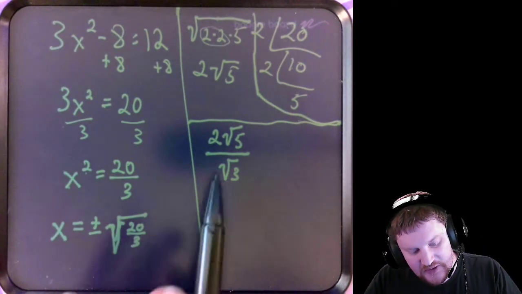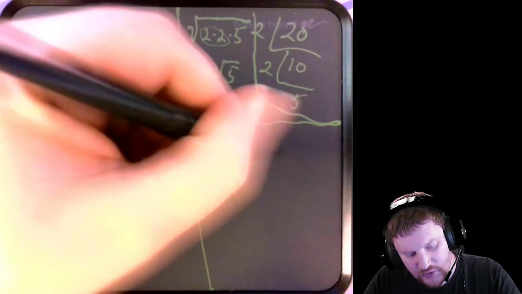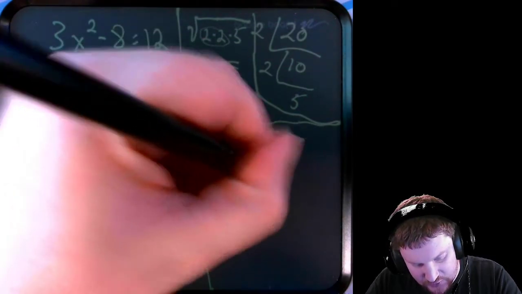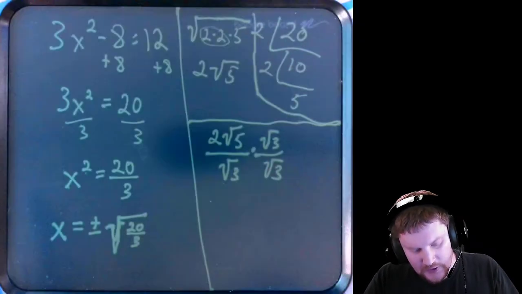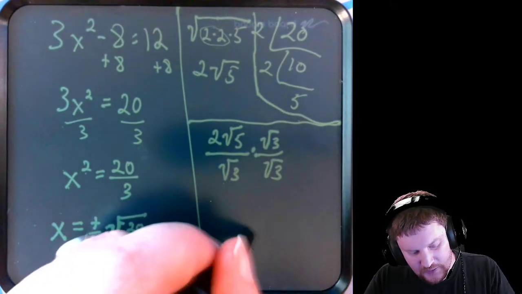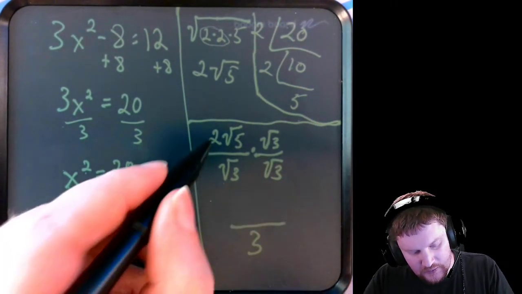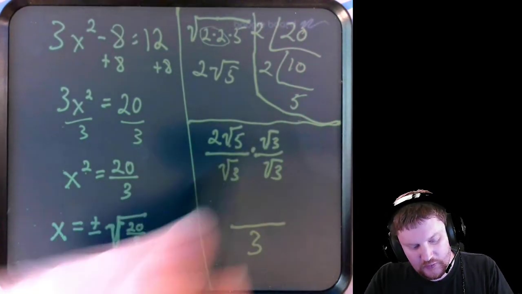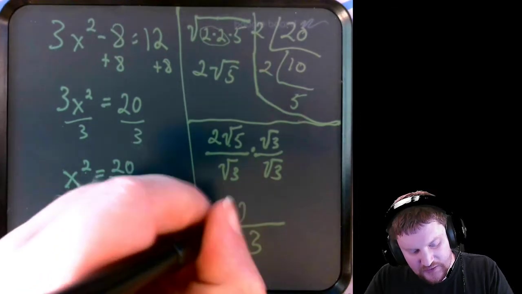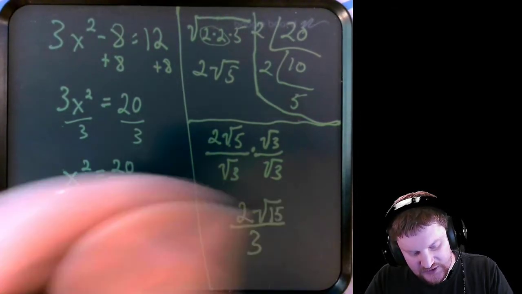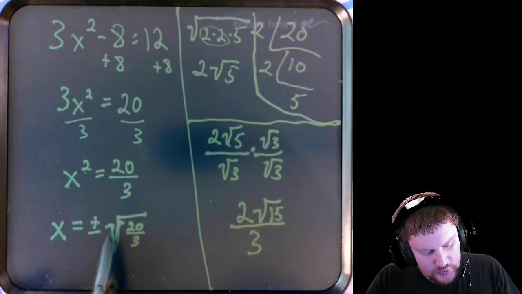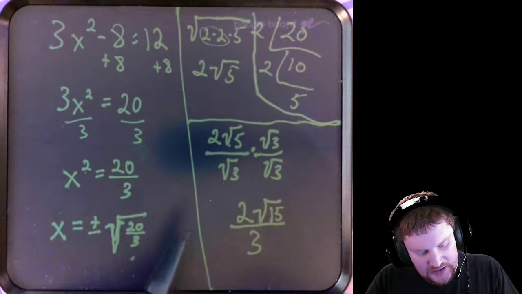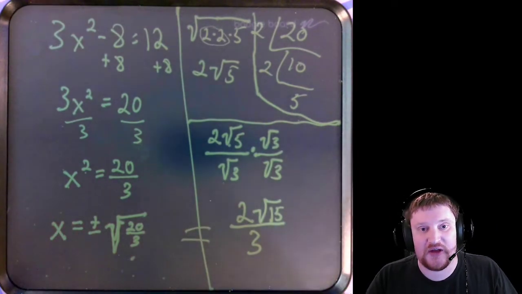Whatever's in the denominator that has the square root sign, we're just going to multiply by a fancy way of writing 1. This is something else we've done before. So square root of 3 times the square root of 3 on the bottom is just 3. Then we have 2 times the square root of 5 times the square root of 3. Well, 5 times 3 is 15, so we have 2 square root of 15. So the square root of 20 over 3 is 2 times the square root of 15 over 3. These are the same thing.